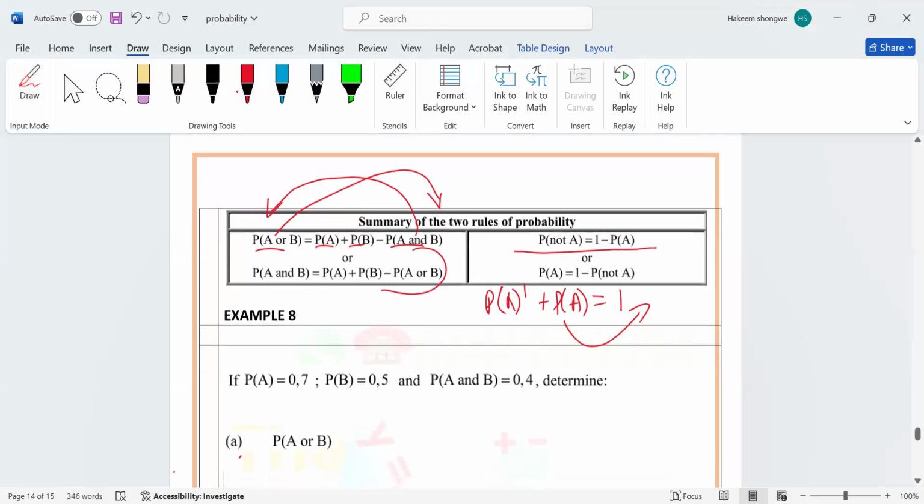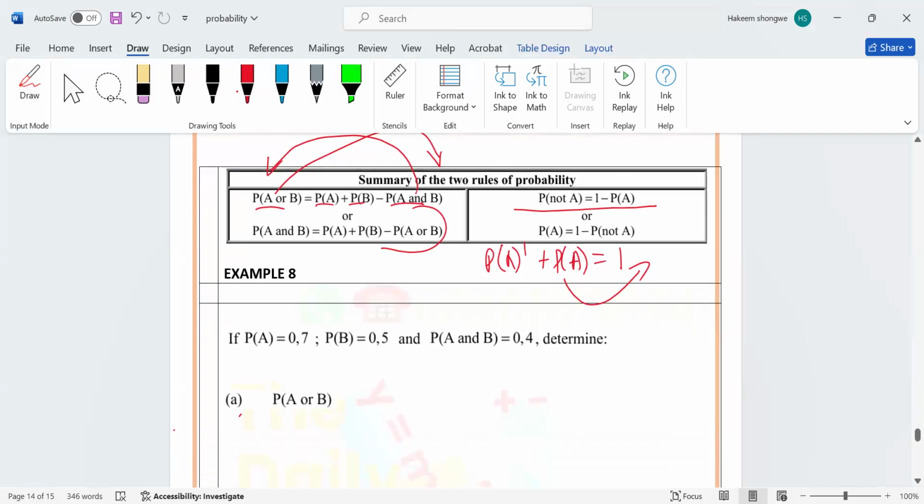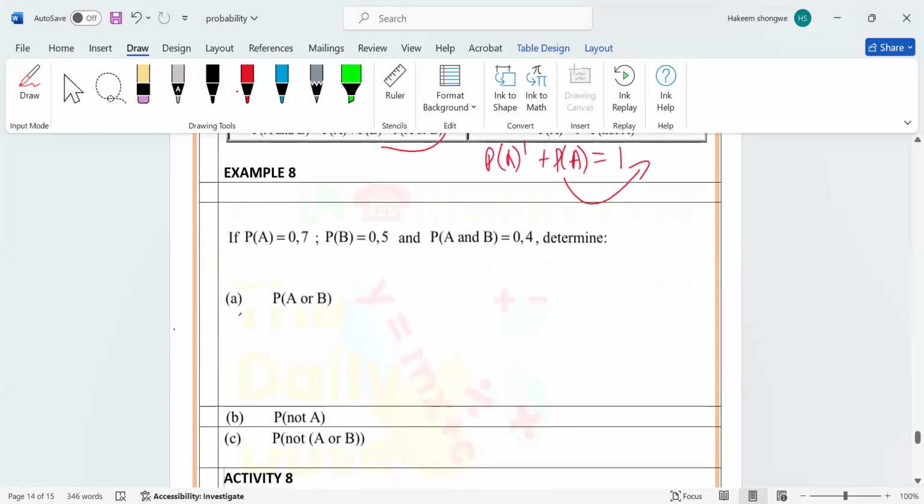Now, let's look at an example then. In this example, what is it that we're given, and what is it that we're looking for? They say example 8, the probability of A is given. What is the probability of A? 0.7. What is the probability of B? 0.5. What else are we given? We're given the probability of A and B. Everyone is happy then. We're given 3 things. The fourth one is missing. That's what they're asking here. What is going to be the probability of A or B?